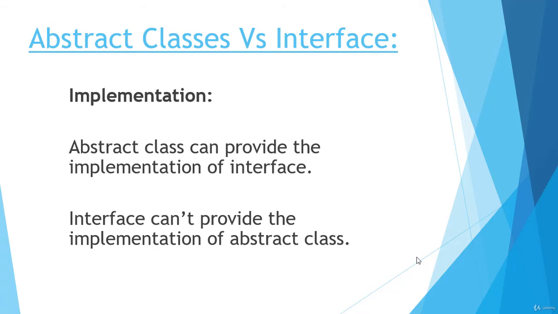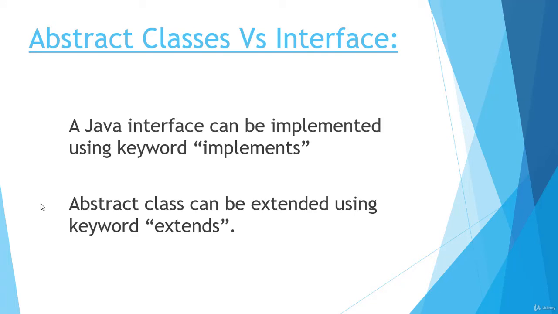And the fourth thing is the implementation. Abstract class can provide the implementation of the interface, and interface cannot provide the implementation of an abstract class. So this is the difference between the abstract class and the interface. And now a Java interface can be implemented using the implements keyword, and abstract class can be extended using the keyword extends. So this is another comparison between the abstract class and the interface.